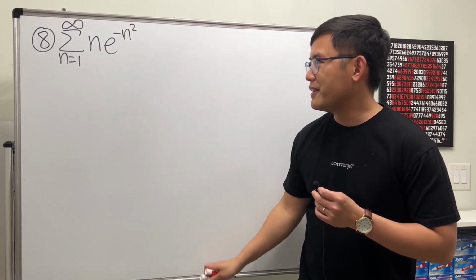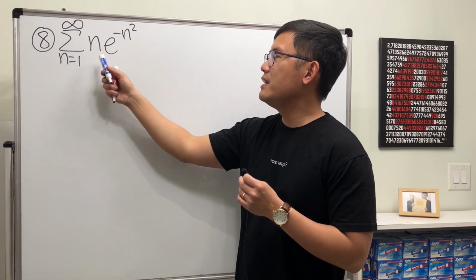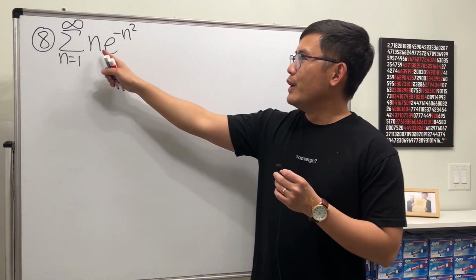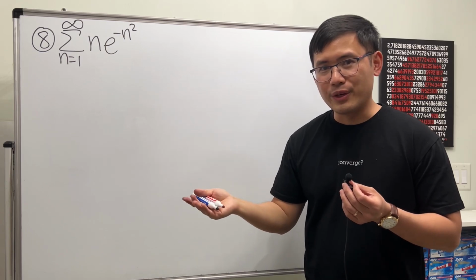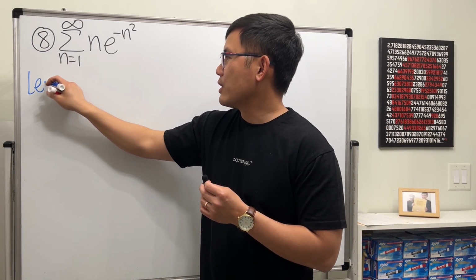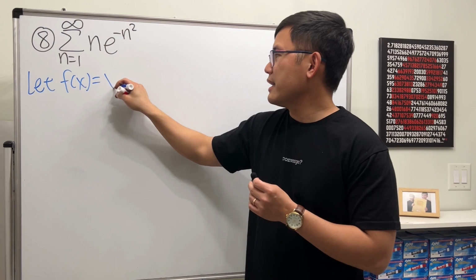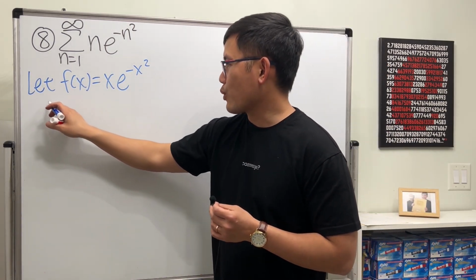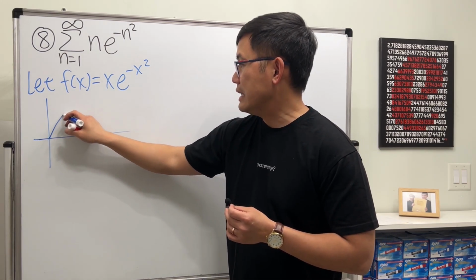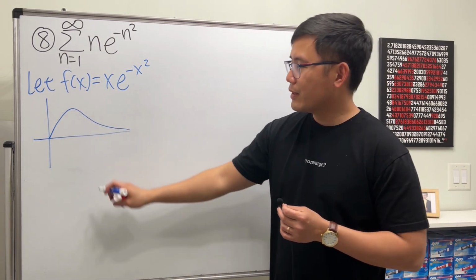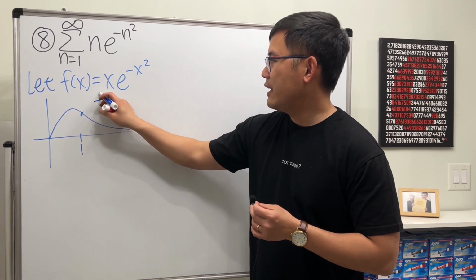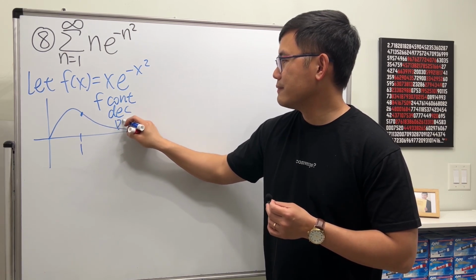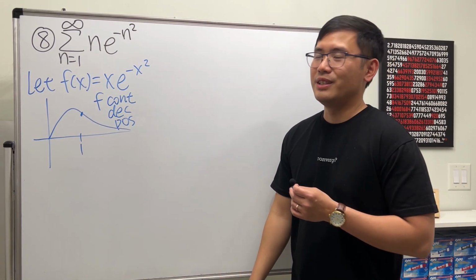Alright, last question here. We have the series as n goes from 1 to infinity, and then we have n times e to the negative n squared. Yes, if you replace the n's with x's, we can integrate that. So let's go ahead. Let's call our function x e to the negative x squared. And then let's just do a quick check for the graph. It will look something like this. And yes, after 1, f will be again continuous, decreasing, and positive. So we can legitimately use the integral test now.